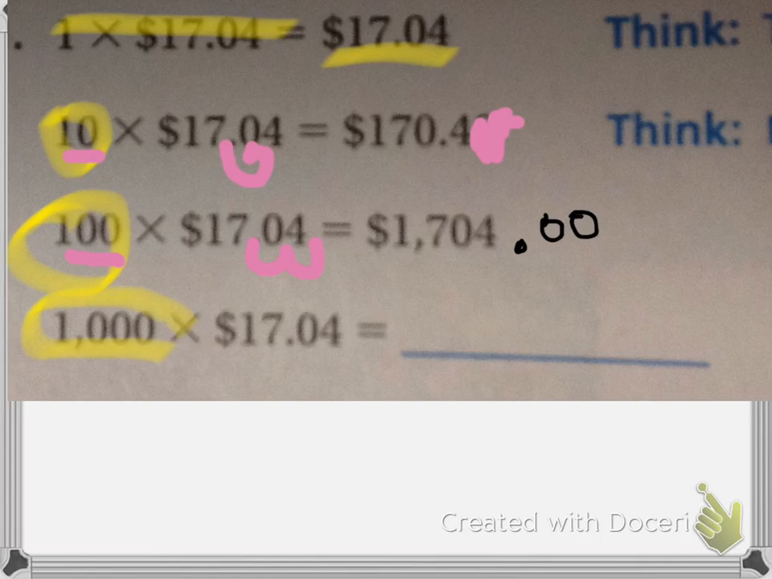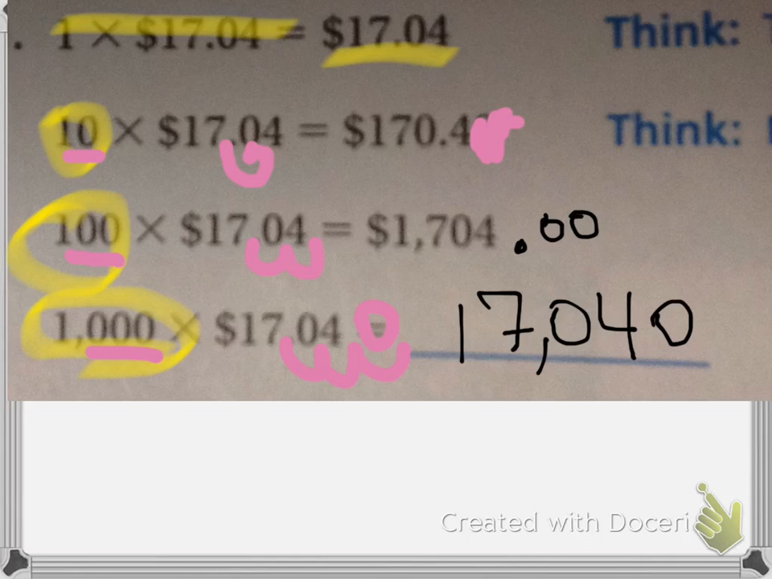So now let's take a look at this one. Now you're timesing it by 1,000. So timesing it by 10, there's 1 zero, so you move it to the right once. Timesing it by 100, there's 2 zeros, so you move the decimal to the right twice. Now we have 3 zeros, so what do you think you're going to do? 1, 2, and uh-oh, there's not anything behind it, but I'm still going to move that decimal, and what do you think I could add there? If you guessed a 0, you're correct. So we're going to write that down, 17,040. And now if you wanted to, you could add 2 decimals behind it.